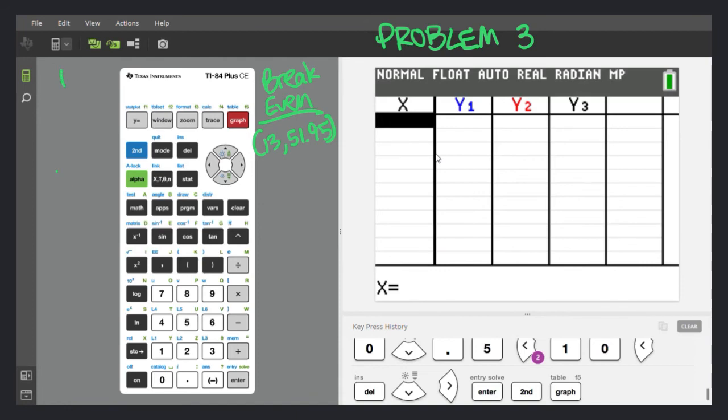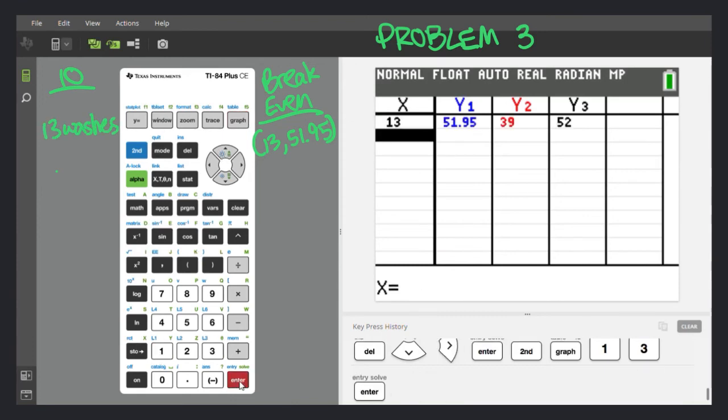I just wrote ask next to number 10. I'm setting up the table to ask. So we're asking, what's the profit by finding the difference in two values, okay? So let's plug in 13. And the profit, remember, is revenue, so 39 minus cost, 51.95. So that's a negative profit. So we're just losing money. And then if we did 13 washes at $4, we'd be making 5 cents.